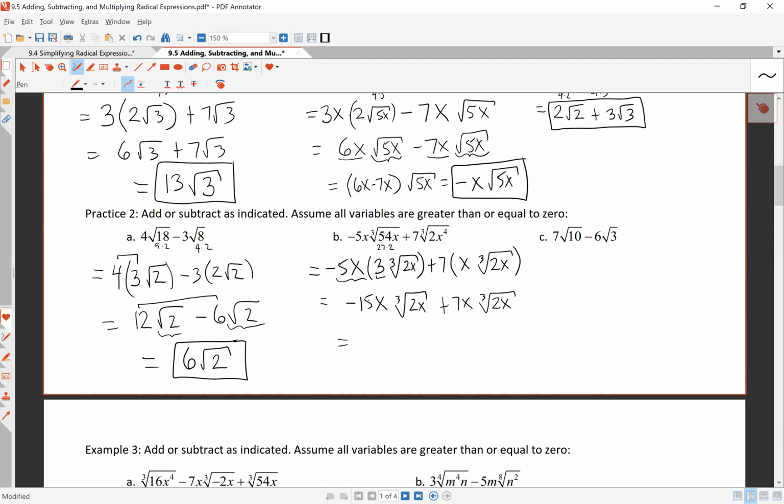Now that they both have the same radical, like terms, negative 15 plus 7 is negative 8x cube root of 2x.